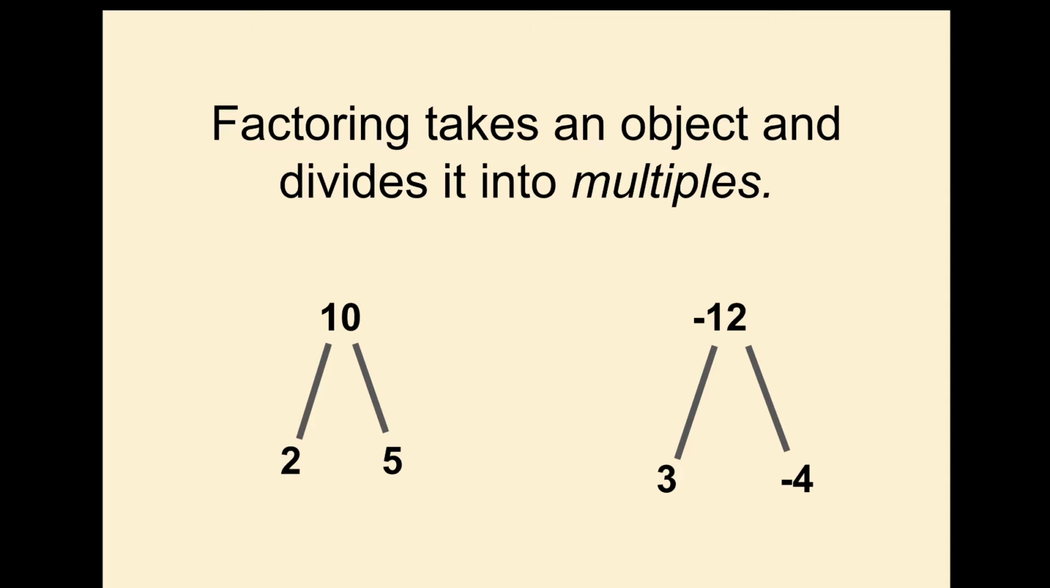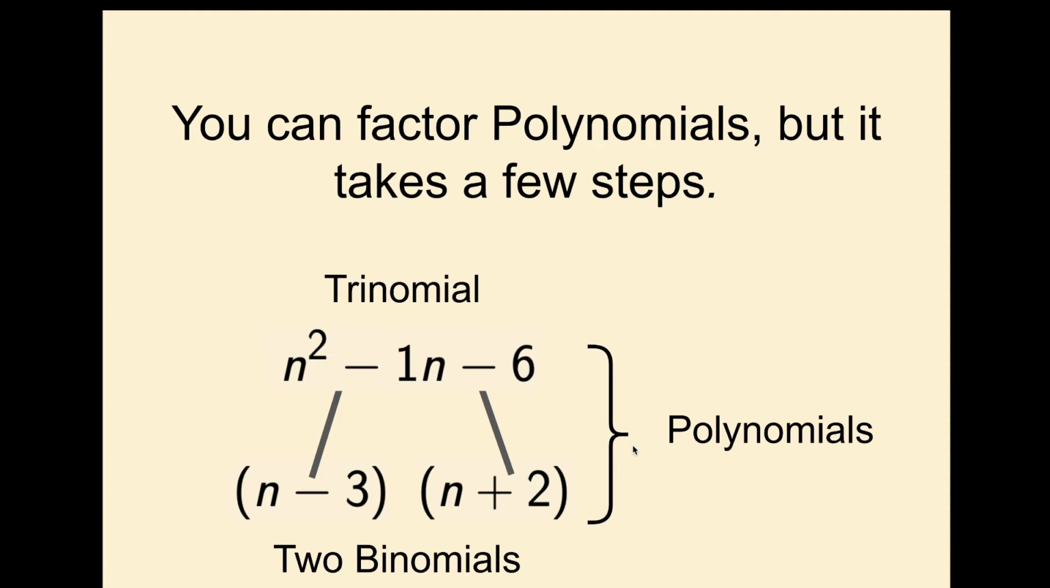Let's get into it. Factoring takes a mathematical object and divides it into multiples. For instance, we could take 10 and split that into 2 times 5. We can take negative 12 and split that into 3 times negative 4. We can also factor polynomials, but it takes a few steps.